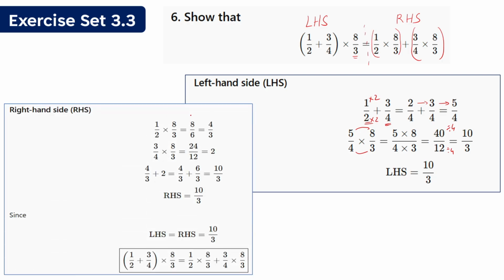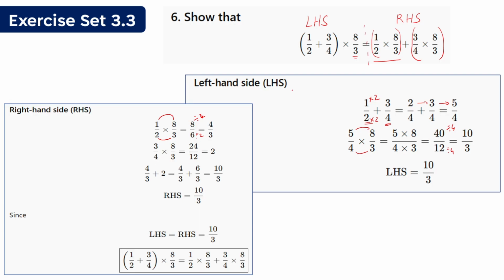So on the right hand side, we have both of these sets. The first set is 1 over 2 times 8 over 3. Multiplication, as you know, is very easy. Multiply the numerators together and multiply the denominators together. 8 times 1 is 8 and 2 times 3 is 6. And this could be reduced by 2. So 8 divided by 2 is 4 and 6 divided by 2 is 3. It's reduced to 4 thirds.